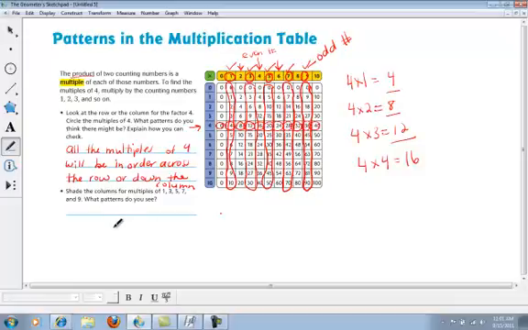Pretty neat. So, the multiples go in a pattern. Odd, even, odd, even. Pretty neat. Now it's your turn to use the patterns that you see in the multiplication table to do some practice problems.